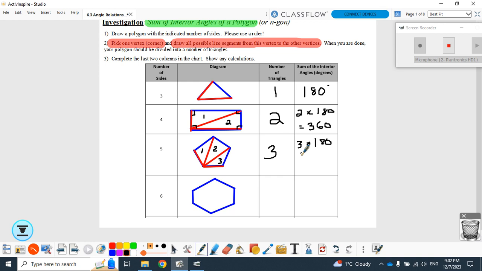Let me go to my calculator here. 3 times 180 is 540 degrees. Don't forget your degrees here, Mr. Yakamishin.